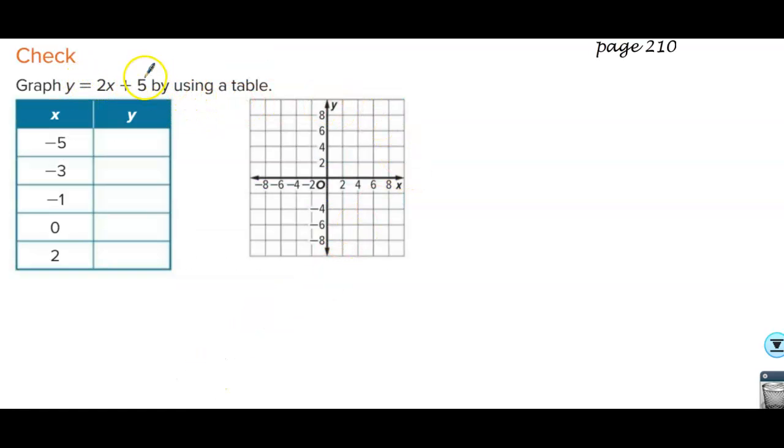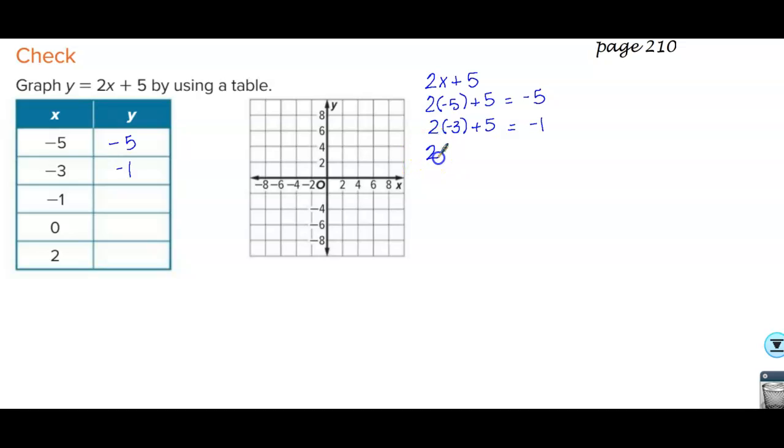Okay, here we have y equals 2x plus 5. So we're going to substitute these values in for x. So we're going to be using 2x plus 5. In the first one, we substitute negative 5 for x. So we'd have 2 times negative 5 plus 5. Well, 2 times negative 5 is negative 10, and negative 10 plus 5 is negative 5. For the second one, we're going to substitute negative 3. Well, 2 times negative 3 is negative 6, and negative 6 plus 5 is negative 1.